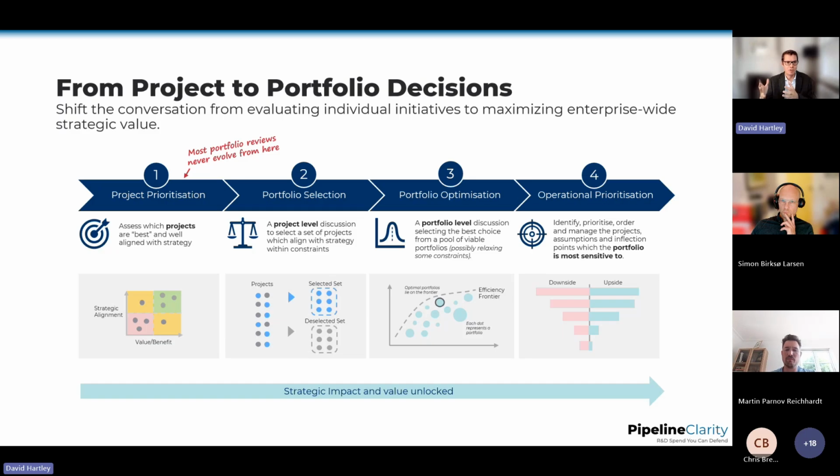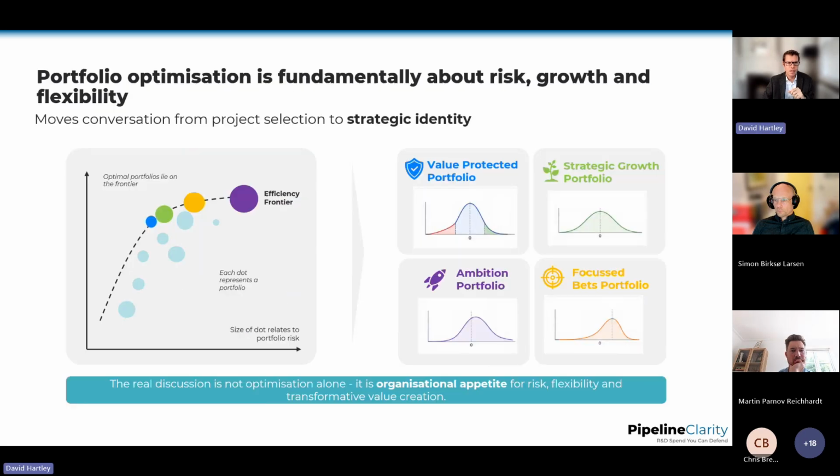And so as we increase the maturity along this pipeline of different portfolio review discussions, what we see is a significant improvement in the strategic impact and value that can be unlocked. So what does a portfolio optimization discussion look like, and how is this different from a project selection discussion, as I was just describing before?